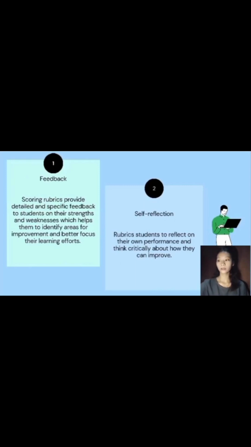So the next one is self-reflection. Self-reflection is a rubric for students to reflect on their own performance and think critically about how they can improve. Self-reflection is an important aspect of learning and growth. In the context of scoring rubrics, self-reflection allows students to evaluate their own work and identify areas where they can improve.